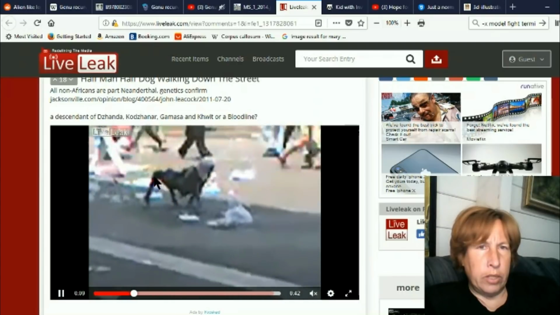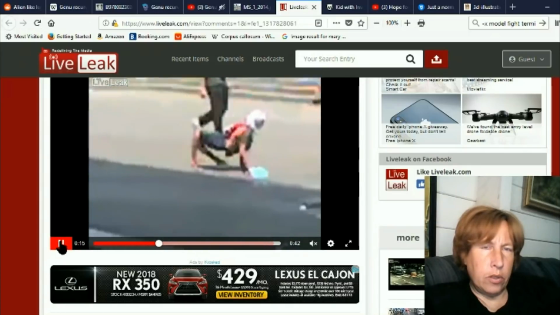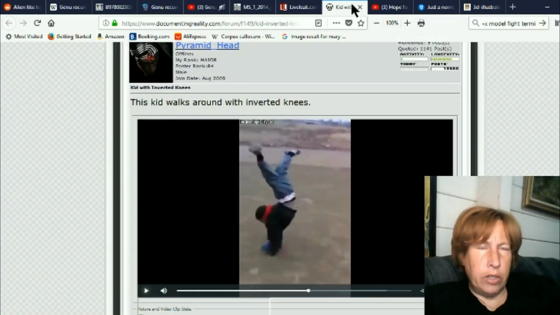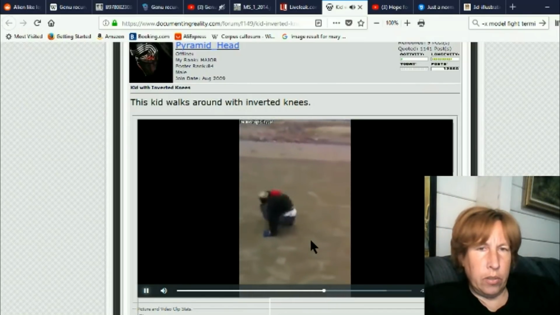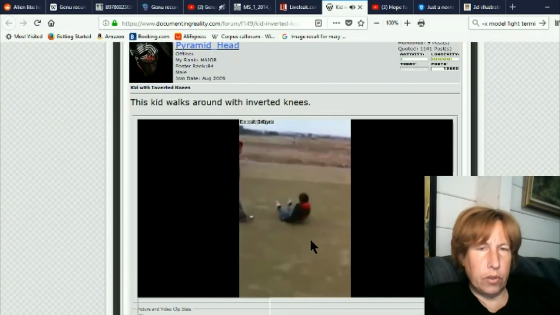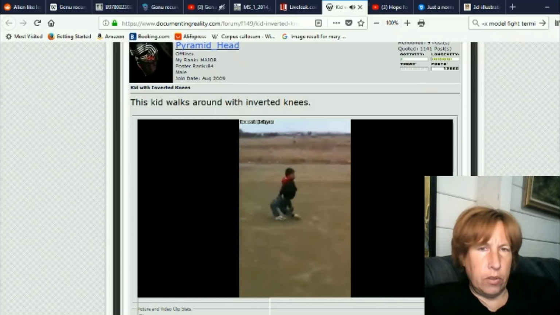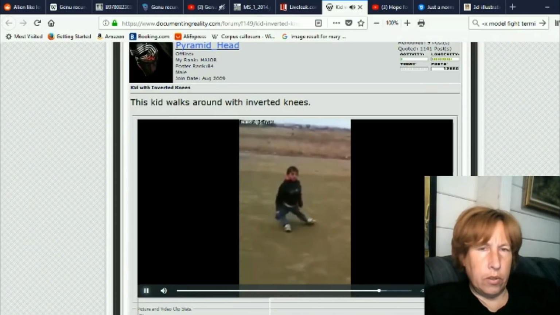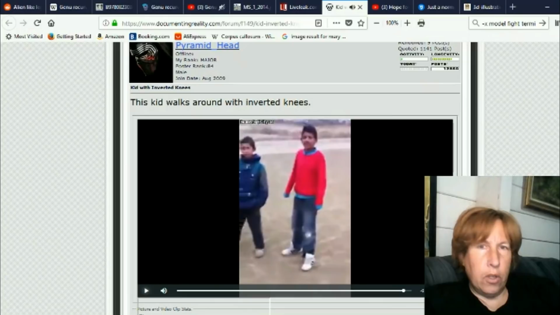I'm not sure where this is. Supposedly it's somewhere in Europe. Okay, so here is a child with it, and this child obviously gets around quite well considering he's very talented. And here he's showing off his acrobatic moves. Very interesting.